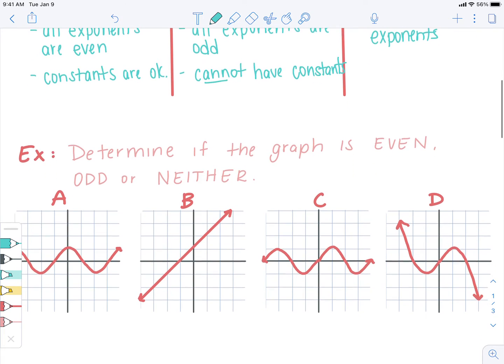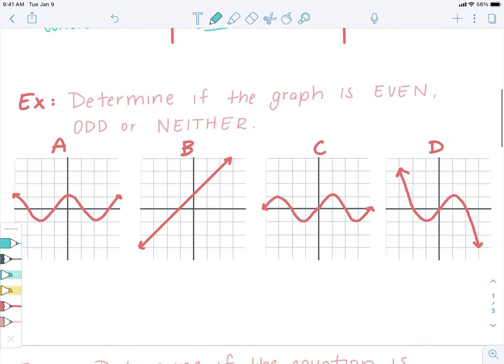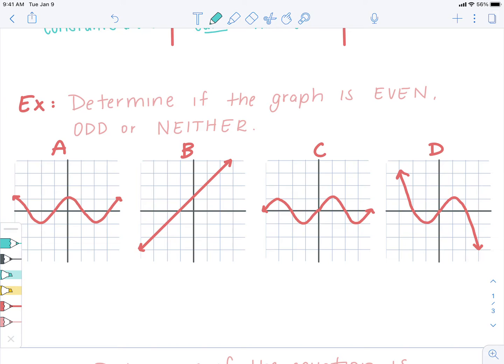So if I give you graphs and say determine if the graph is even, odd, or neither, we want to know, is it symmetric over the y-axis, symmetric over the origin, or not symmetric at all. So if I look at A, that is my best replica of the cosine graph. Is it even, odd, or neither? It's even, right?